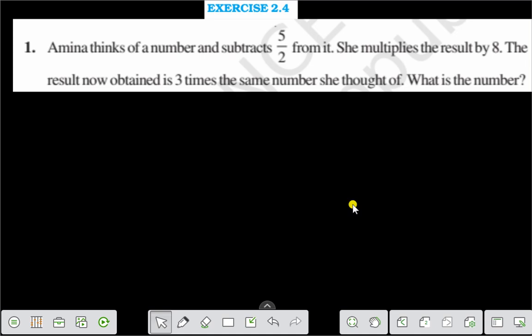Amina thinks of a number and subtracts 5 by 2 from it. She multiplies the result by 8. The result now obtained is 3 times the same number she thought of. What is the number? Let us check.